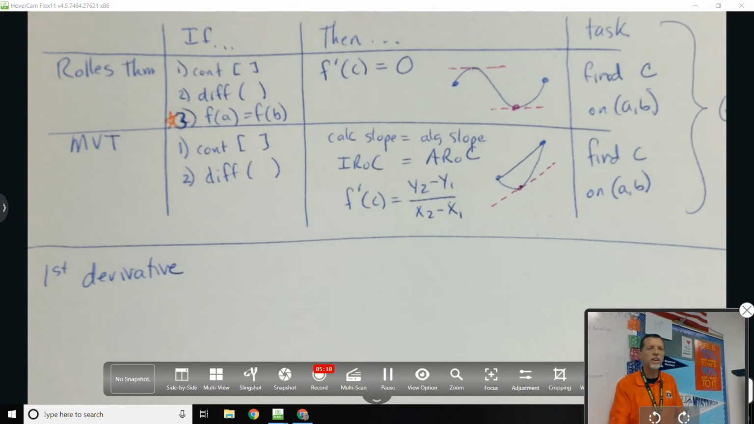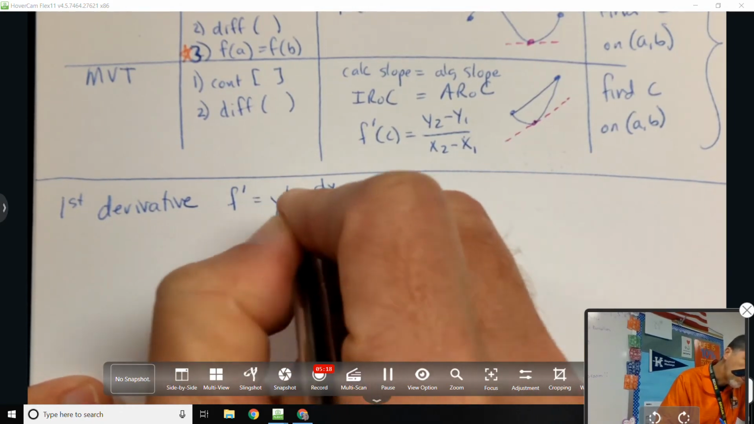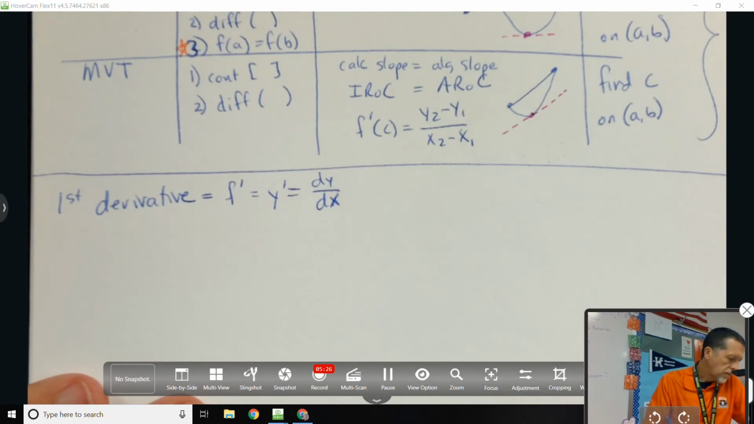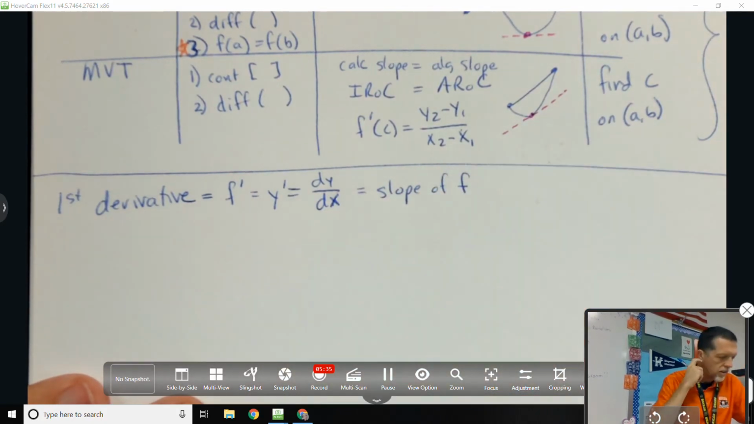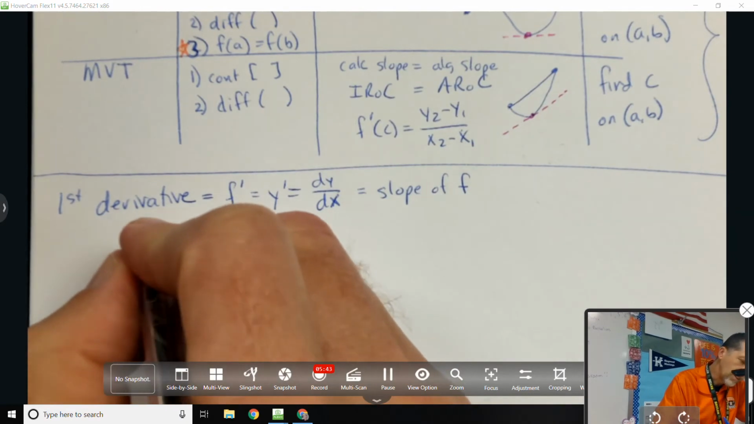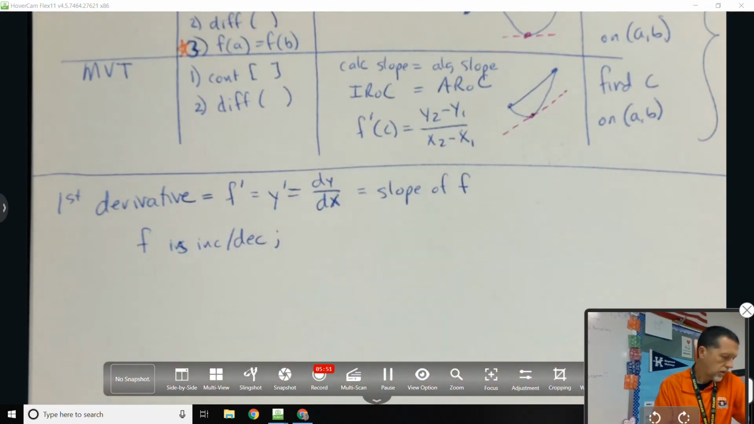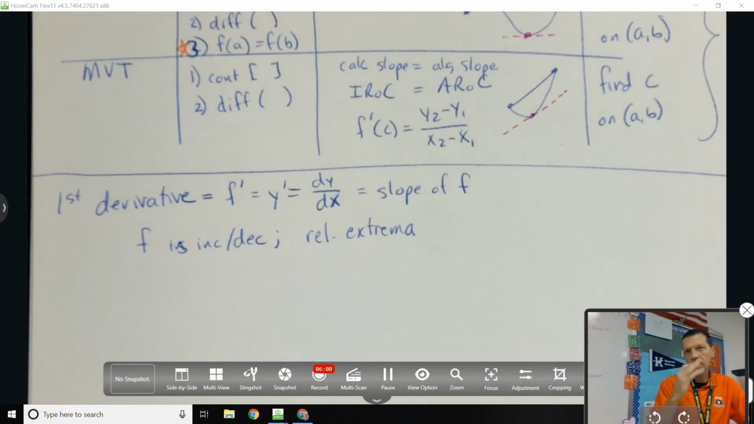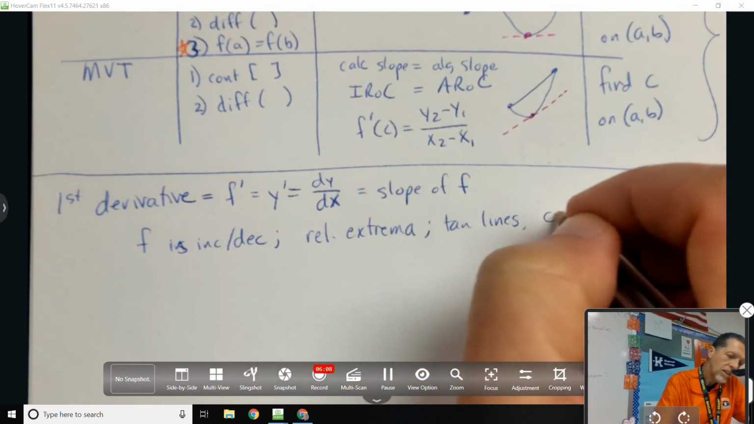All right, then we did some first derivative things. And remember, f prime, y prime, dy/dx, all of that's the same thing. That's all first derivative, different ways of writing it. And that equals the slope of f. I'm just throwing out some ideas here. That tells us if f is increasing or decreasing. Right? That's basically the same thing as slope. We can use it to find relative extrema. Right? If f prime changes one way or the other, we got a relative max or min. We can use it to find tangent lines. Use it to find critical points.